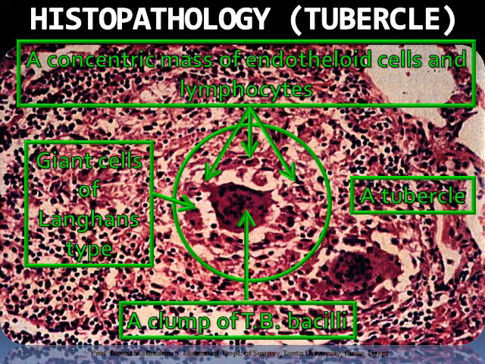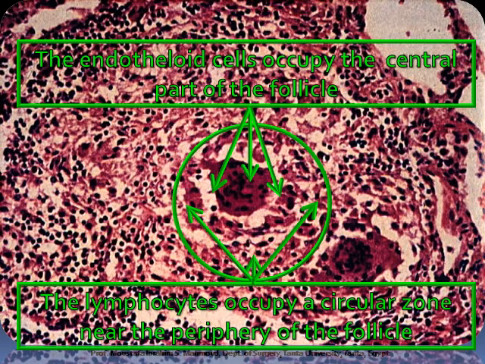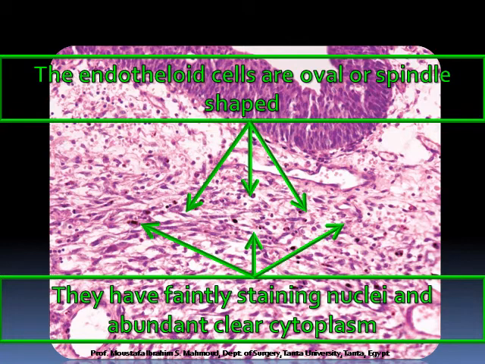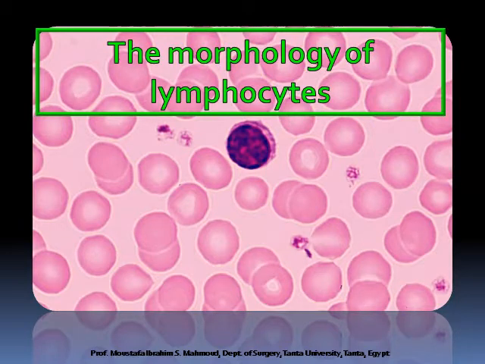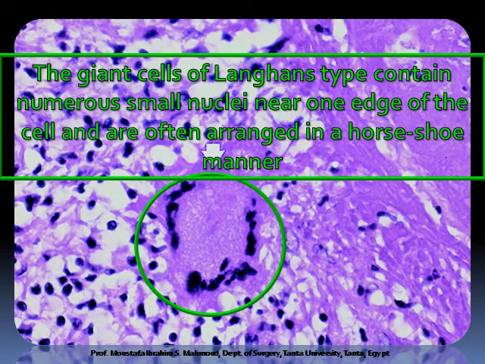The histopathology of a tubercle. The details are present in the drawings. Here are the endothelial cells, the morphology of lymphocytes, the giant cell of Langerhans.